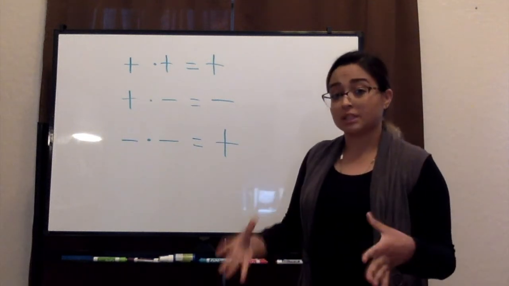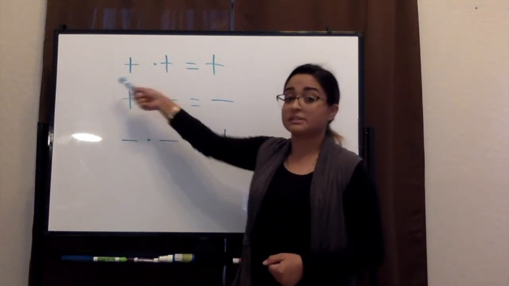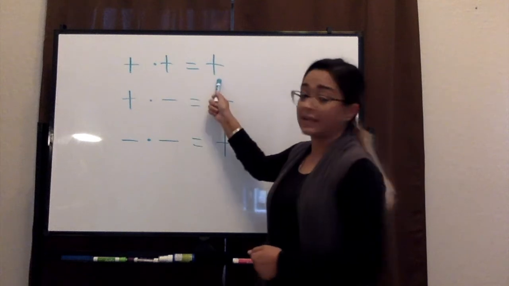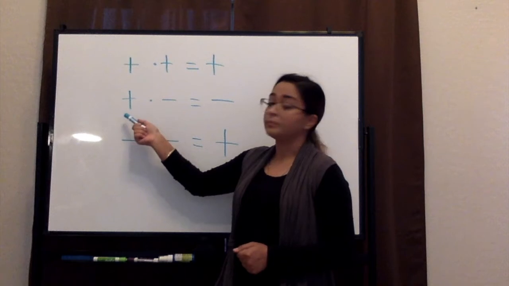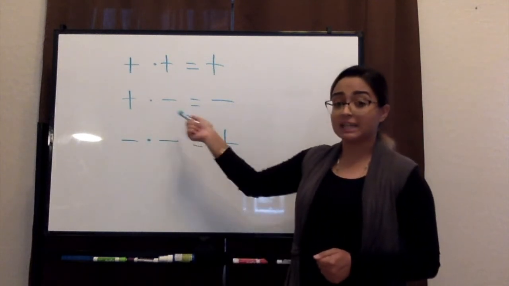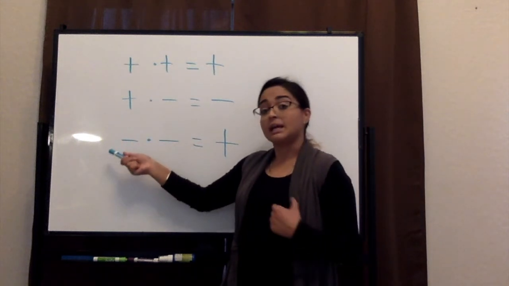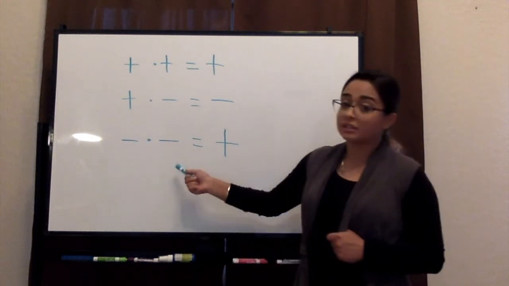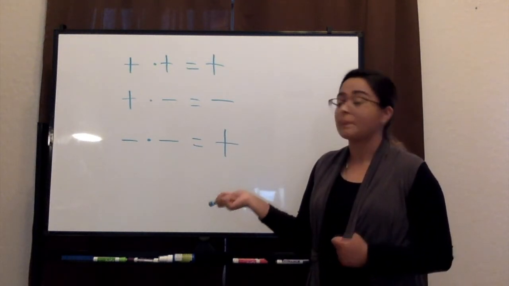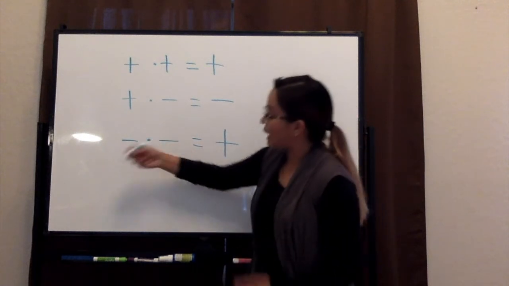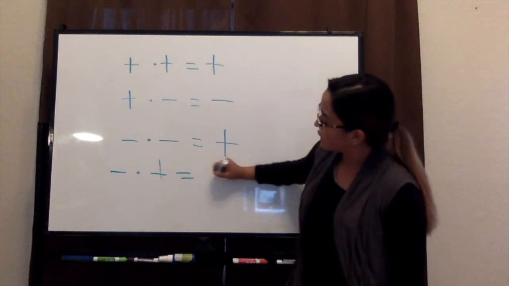When you multiply positive and negative numbers, if you have to multiply a number that is positive times another number that is positive, your answer will be positive. Now, if you're multiplying a number that is positive times a number that is negative, your answer will be negative. And if you're multiplying a negative number times another negative number, your answer automatically becomes positive. Okay? Now, same thing. If you have a negative number times a positive number, it will be negative.